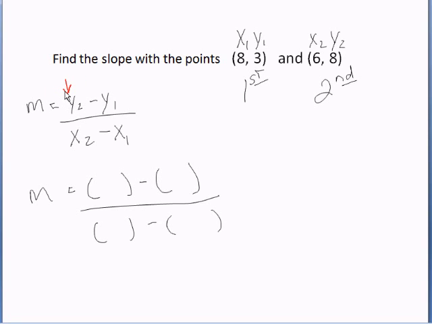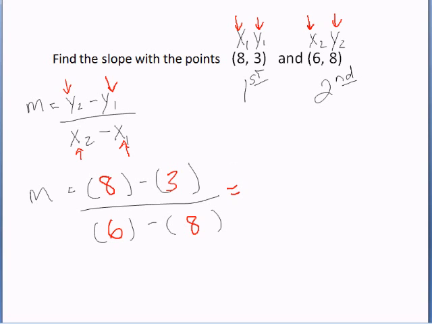y2, that's what I'm looking for first. y2 up here is 8, so I put an 8 in the first parentheses. Minus y1. y1 is right here. That's the 3. Plug it in. x2 is what I'm looking for next. x2 is right here, and that's a 6. And x1 is right here, and that's an 8.